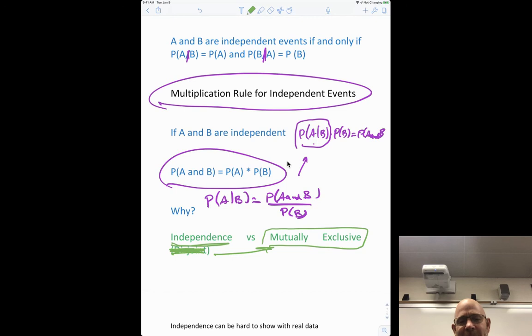So sometimes people have a hard time with this. Mutually exclusive means they both can't happen at the same time. Independence is one's just not affecting the other one at all. Okay.